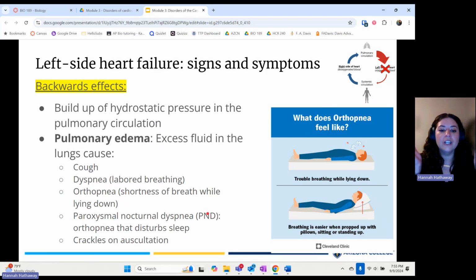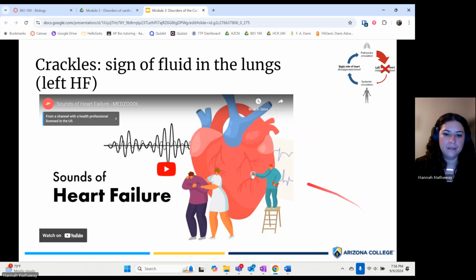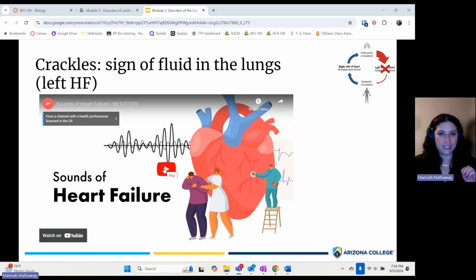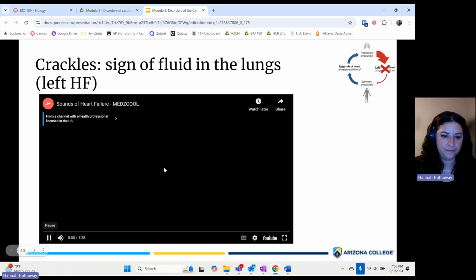Oh, and the last one, crackles. So auscultation, meaning listening to lung sounds with a stethoscope. If there's fluid in the lungs, you're going to hear the sound of fluid in there, which sounds like crackles. If you are curious what that sounds like, I hope you can hear this shared sound. Hopefully now you can. This video just helps you hear what crackles sound like.